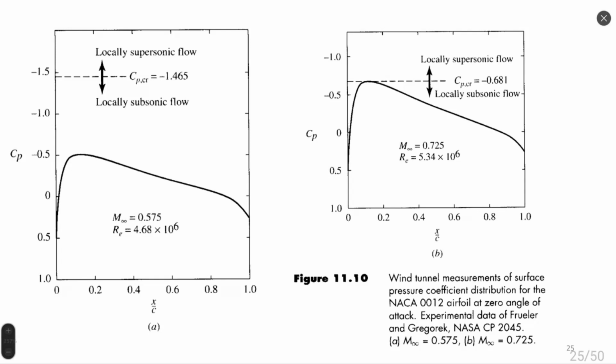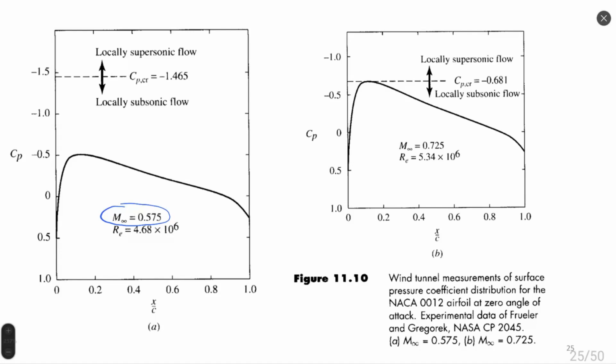Also, Anderson shows analysis of pressure coefficient distribution for NACA 0012 for different flight regimes. For example, for the left side picture, Mach 0.575 is here. The pressure coefficient did not cross the critical pressure coefficient. It means that in all points of the airfoil we have just subsonic flow.